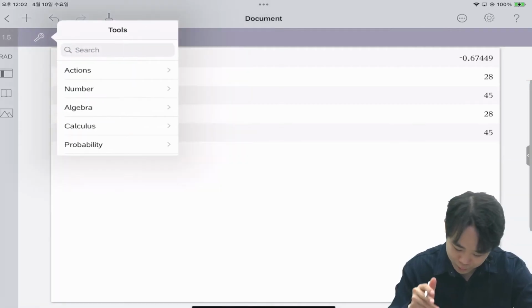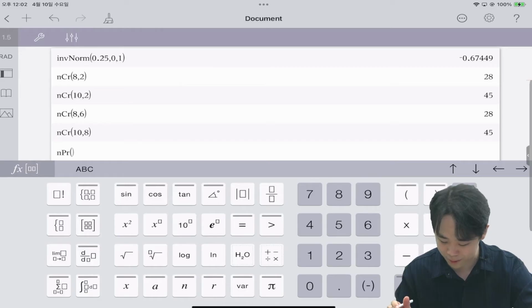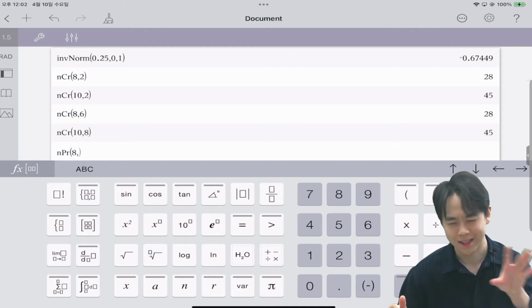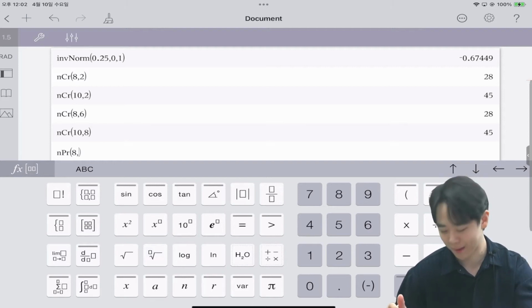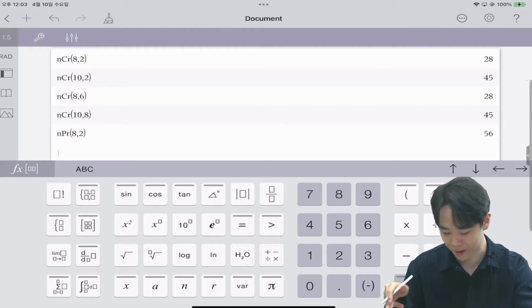And we can also do permutations. Permutations is when the order of choice matters, right? So how can you choose 2 out of 8 people? If you choose A and B, that's counted separately from B and A because the order of selection matters. So these you can also do on your calculator.